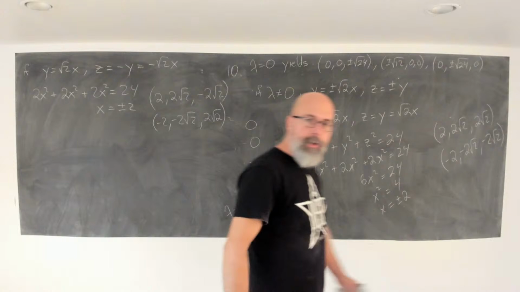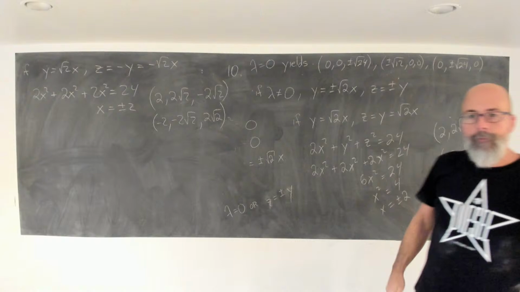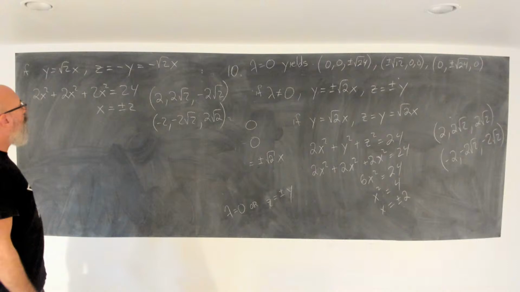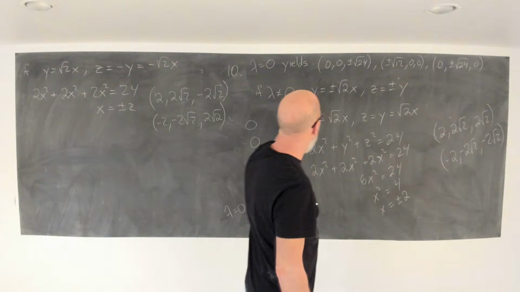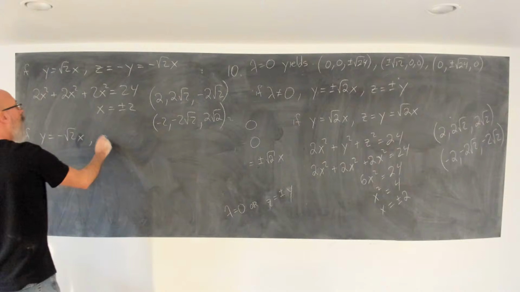Somebody's asking why we didn't investigate when y is 0 and z is not equal to 0. I think we did. When y is 0 and z is not equal to 0, we got the solution. And we're halfway done, right? Now we're going to investigate what happens if y is negative root 2 and z is equal to y, so negative root 2x.